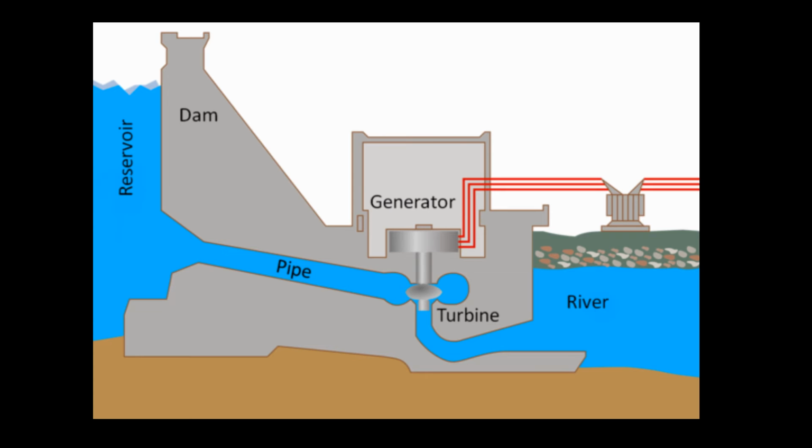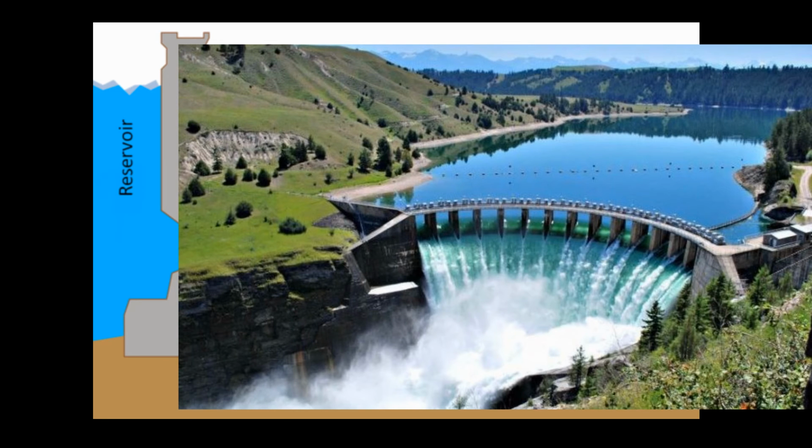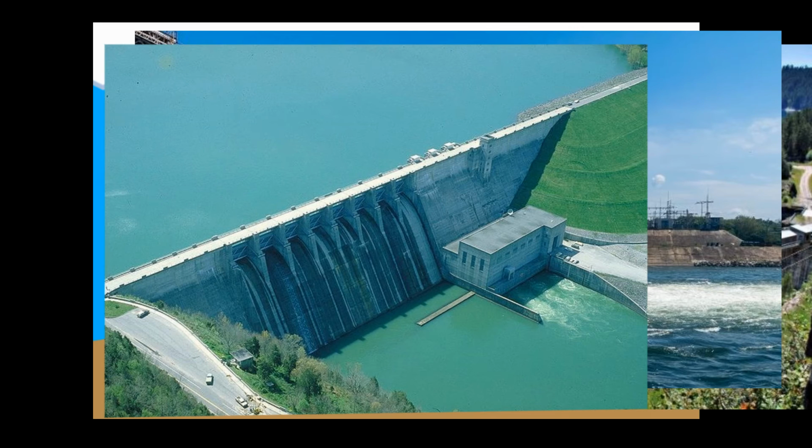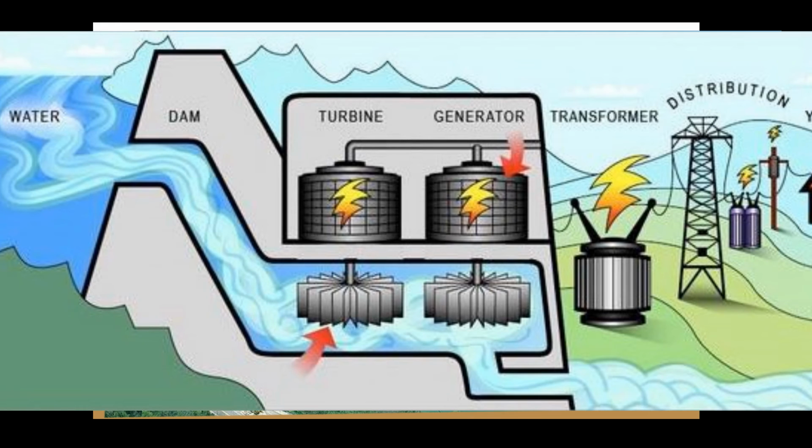Energy derived from flowing water bodies like rivers is used by dams to drive generators to produce electricity. Just like wind causes the turbine to rotate, the force of water falling on the turbine causes the turbine to rotate, which in turn generates electricity.